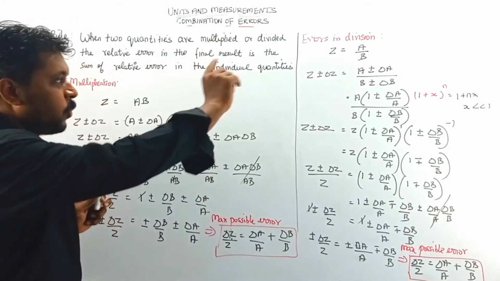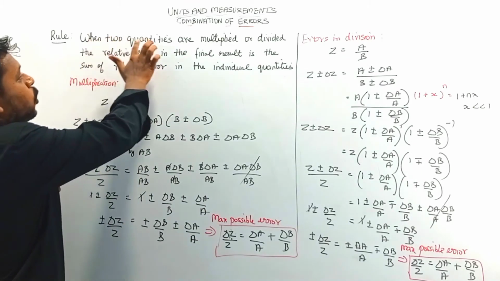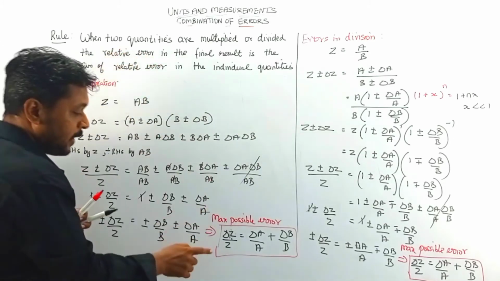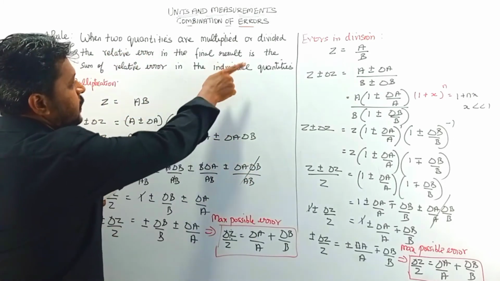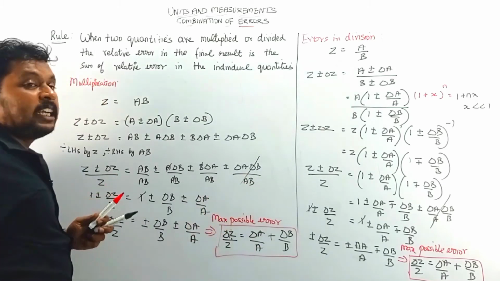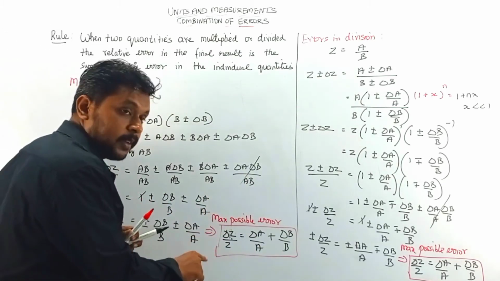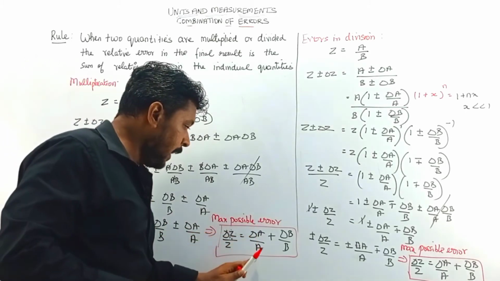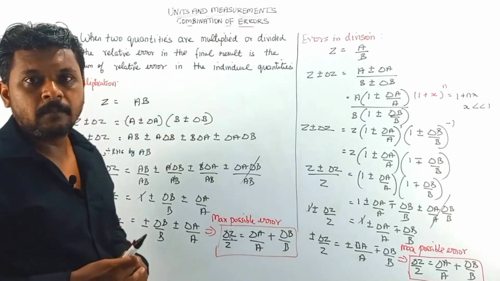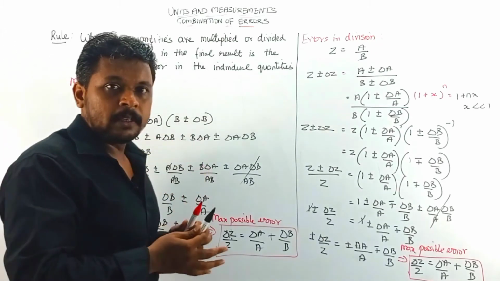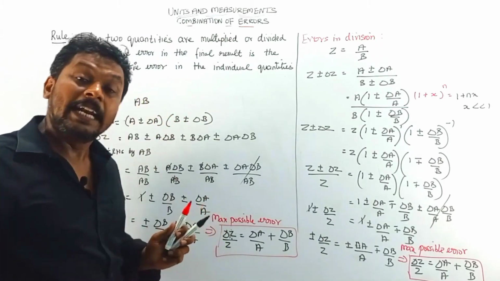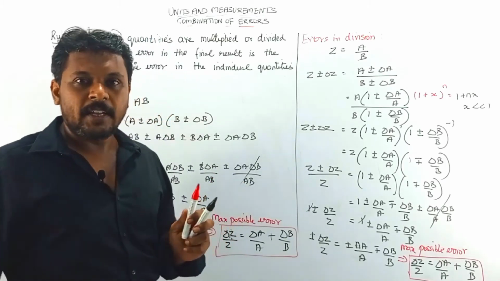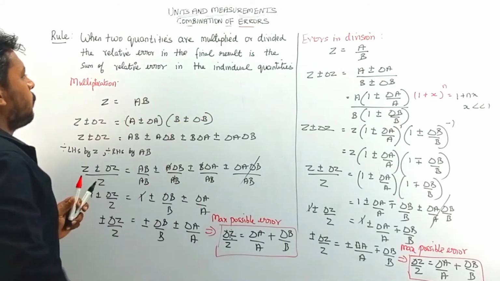So now come to the rule. What is the rule now? When two quantities are multiplied or divided, the relative error in the final result is the sum of the relative errors in the individual quantities. These are called relative errors. You can see that delta z is relative to z, delta a is relative to a, and delta b is relative to b. So in case of multiplication and division, you have to consider the relative error. In case of addition and subtraction, we have considered absolute error. So this is about multiplication and division.